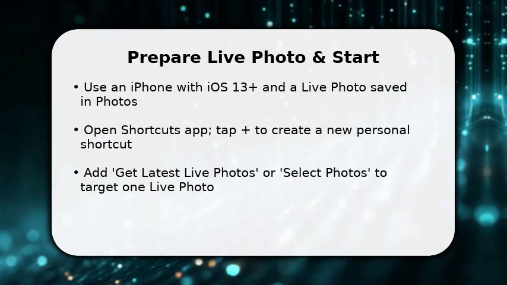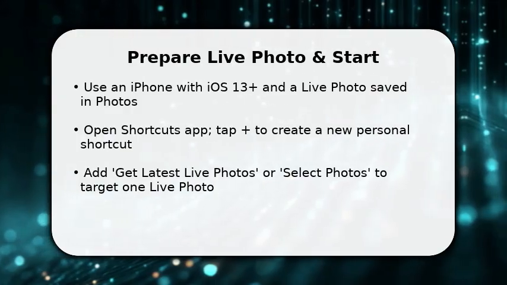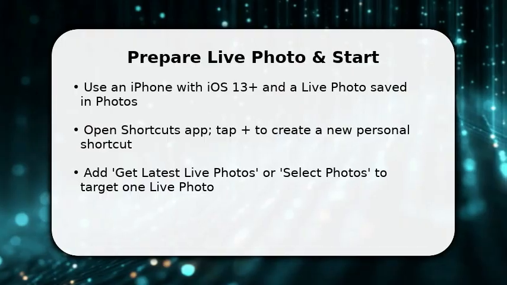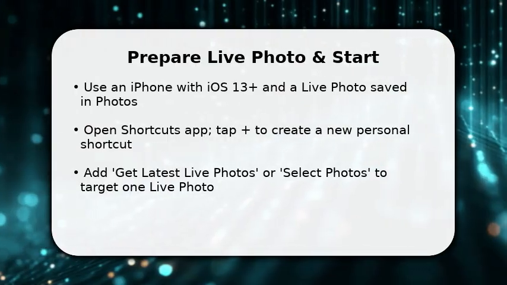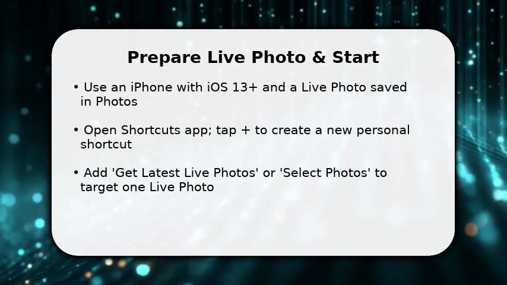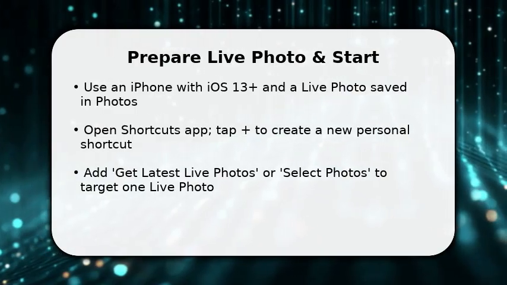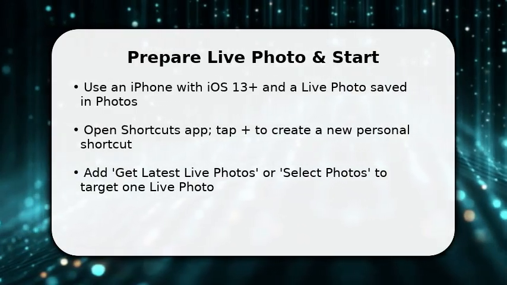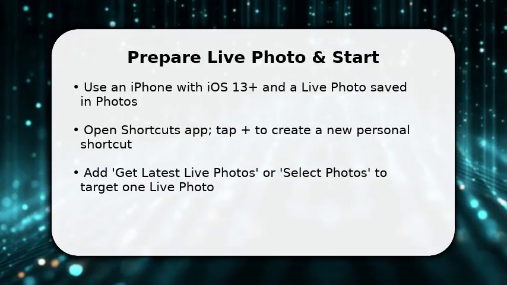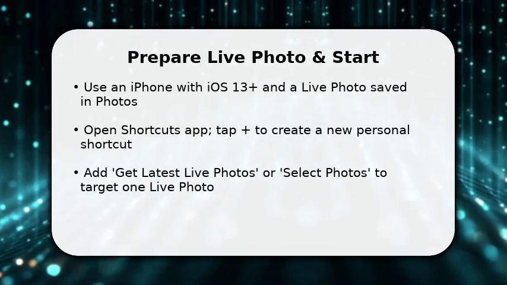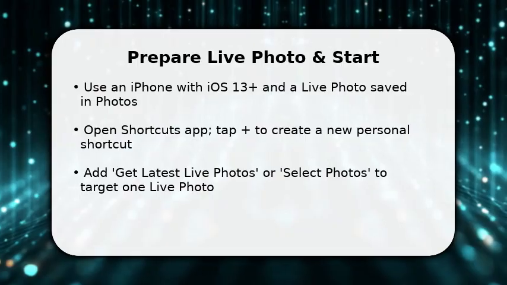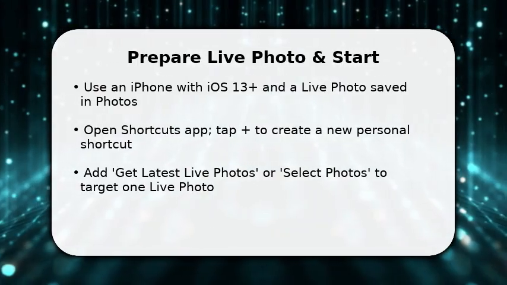First, open Shortcuts and create a new personal shortcut. Add an action to get a live photo. Either get latest live photos for quick grabs or select photos so you pick one. Once done, make sure the live photo is referenced with Get Details of Live Photo or pass directly to the next action. This keeps the moving frames available for extraction.